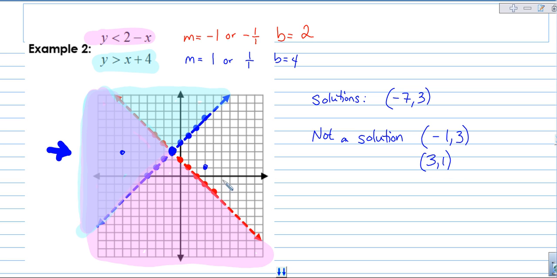Over here at -2, -2. And then up here, let's see, 1, 3, 4, 5, 6, 7 at 1, 7. Okay, so these areas right here, not a solution at all. This one, not a solution. But anything in here, a solution. Okay, like 7, 7 right here, solution.